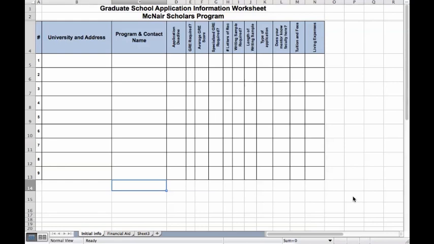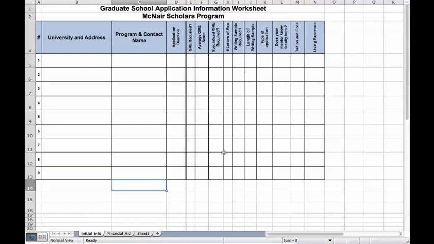You also want to see what the tuition and fees are, right? What are the living expenses? For example, living in New York City is going to be different from living in Tulsa, Oklahoma, if you go to graduate school over there, or in Florida, or somewhere else, right? So you want to write all those things down in this spreadsheet.